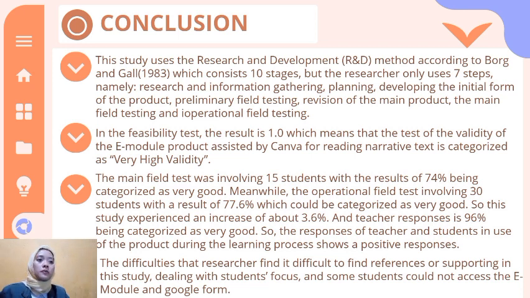Third, the main field test involved 15 students with a result of 74%, categorized as good. Meanwhile, the operational field test involved 30 students with a result of 77.6%, which could be categorized as good. So, this study experienced an increase of about 3.6%, and the teacher response is 96%, categorized as very good.